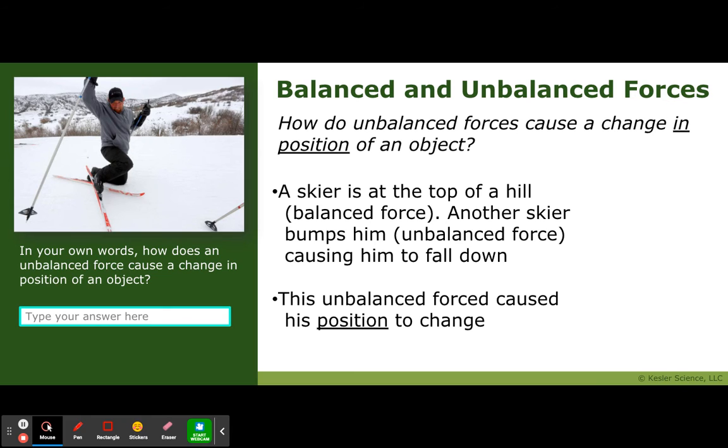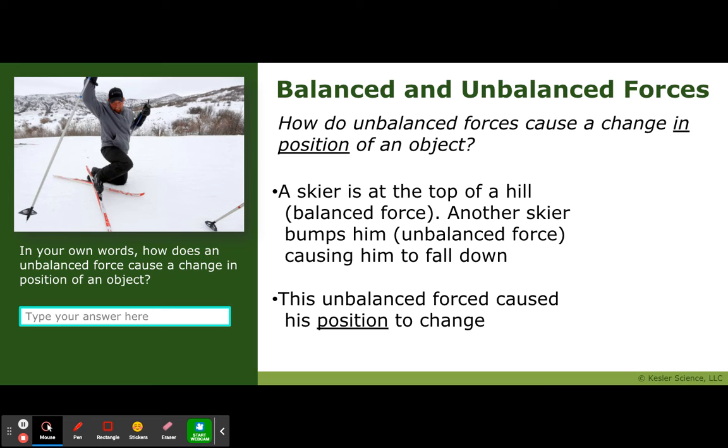How do unbalanced forces cause a change in position of an object? A skier is at the top of the hill. That is a balanced force. Another skier bumps him. Now it is an unbalanced force, causing him to fall down. This unbalanced force caused his position to change. In your own words, how does an unbalanced force cause a change in position of an object? Write your answer here in this box.